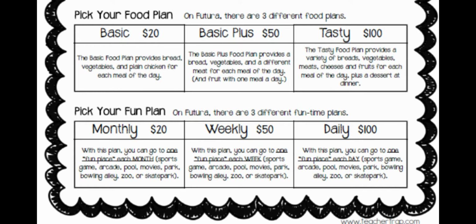And then you also get fruit for 1 meal each day. So you get a little bit of fruit in there too. So different types of meat and you get fruit. The Tasty Food Plan provides a variety of breads, vegetables, meats, cheeses, and fruits for each meal of the day, plus a dessert at dinner.